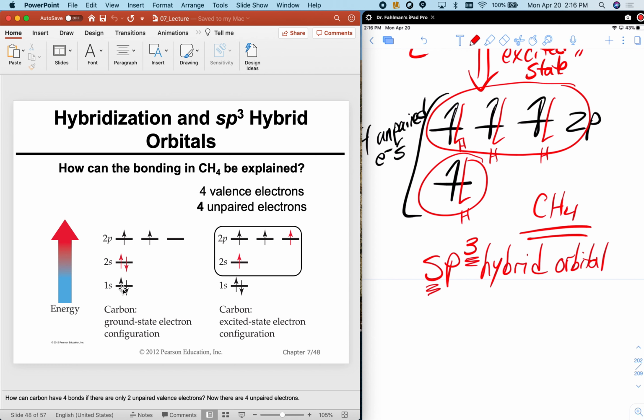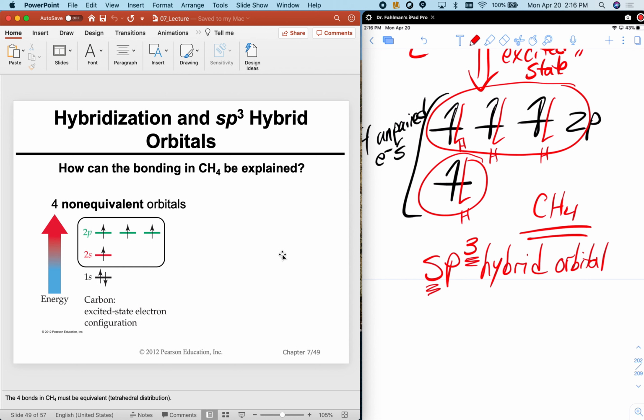So we have this ground state configuration. You move an electron from here to this one. Now by Hund's rule, they're all parallel spins. This is called an excited state configuration, and now you can form four bonds. It'll overlap with four electrons with opposite spins.